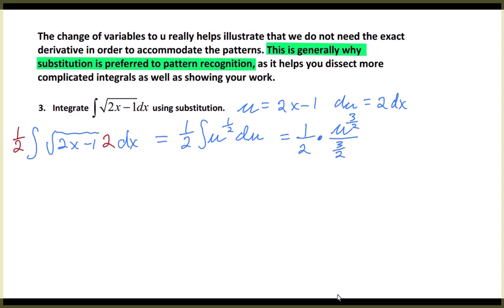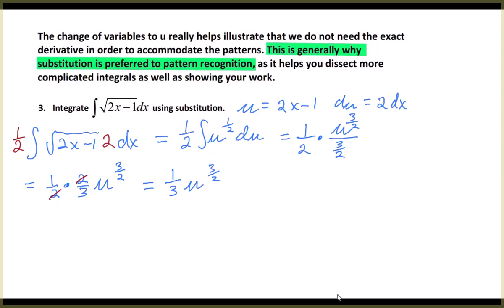Now, one trick is you can take that denominator and just flip it and multiply by it, right? It's a version of keep, change, flip. Wait, where did the 3/3 come from? I took the denominator of my u to the 3/2, flipped it over and multiplied by it. Keep, change, flip. Now the 2's cancel. So I've got 1/3 u to the 3/2.